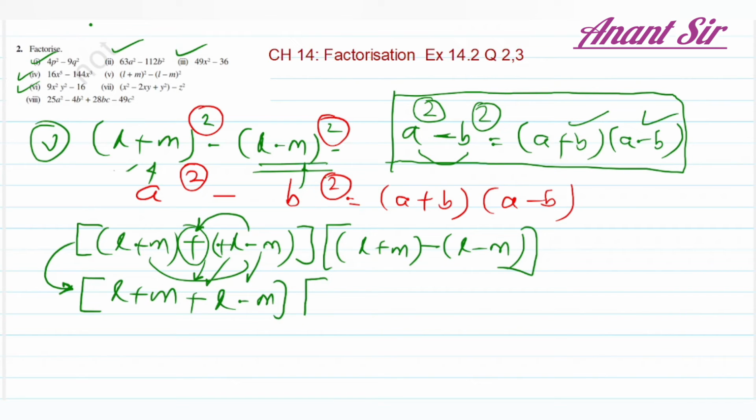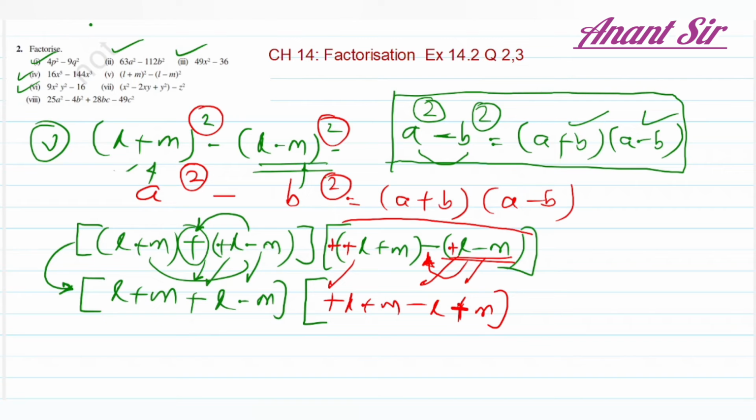Same signs. Now when I remove the inner brackets of this big second bracket, what is the sign in front of the first bracket? It is positive. So the inner signs will remain as they are, plus L plus M. But in front of the second bracket there is negative, so I have to change the sign of both the terms. So plus L will become minus and minus M will become plus.